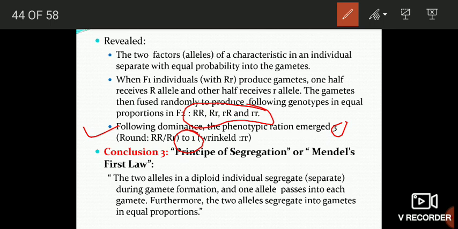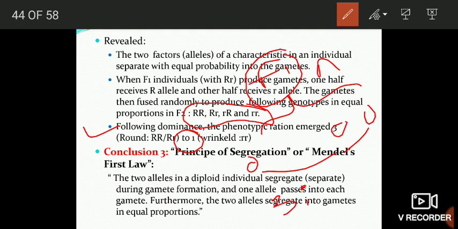So you can say that in the F1 generation, although all the plants are having round seeds, when they produce gametes and these gametes get fertilized, the F2 generation shows plants both having round seeds and some having wrinkled seeds. This formation of wrinkled seeds in the F2 generation is a hint that there has occurred segregation of alleles, segregation of factors, in the F1 generation.